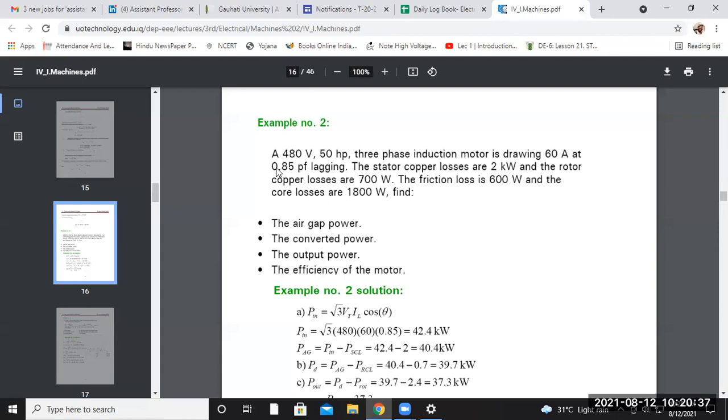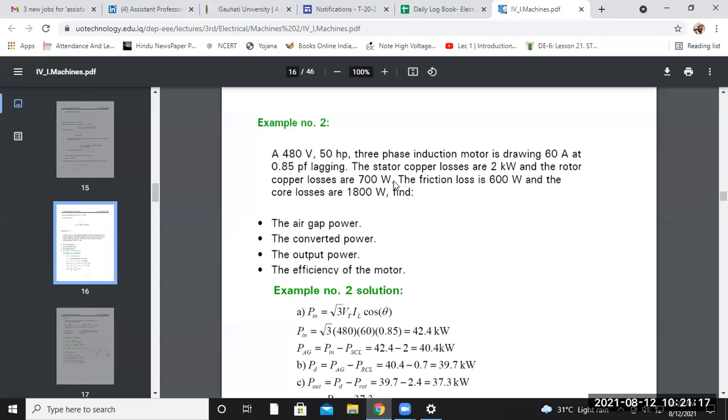So the main rating of the machine is given in the first line: 480 volt is the supply voltage, and the rating of the machine is 50 horsepower. Then the three-phase induction motor is drawing 60 ampere at 0.85 power factor lagging. The stator copper loss, or ohmic loss, is given as 2 kilowatt, so you have to convert this into normal watt, that is 2000 watt. The rotor copper loss is 700 watt. Friction loss is 600 watt, and the core loss is 1800 watt.